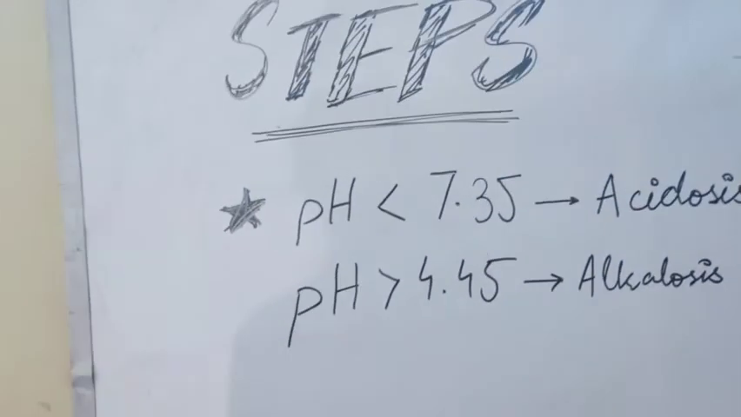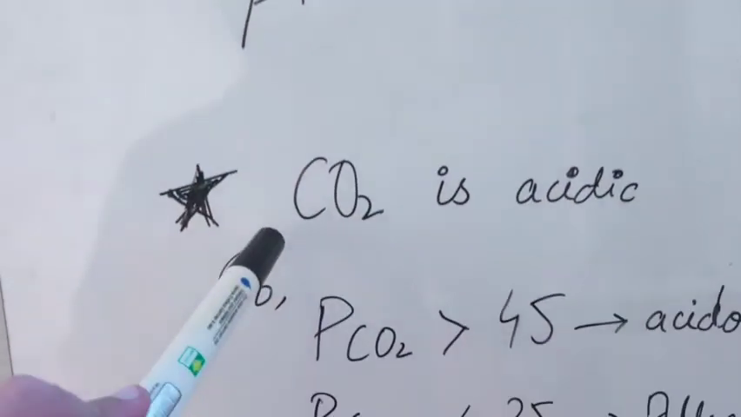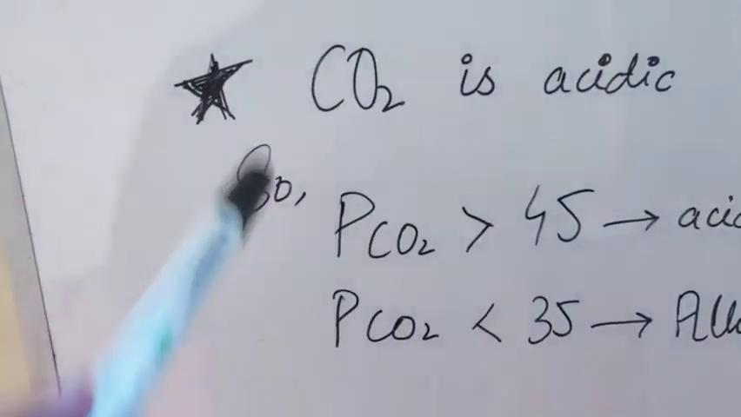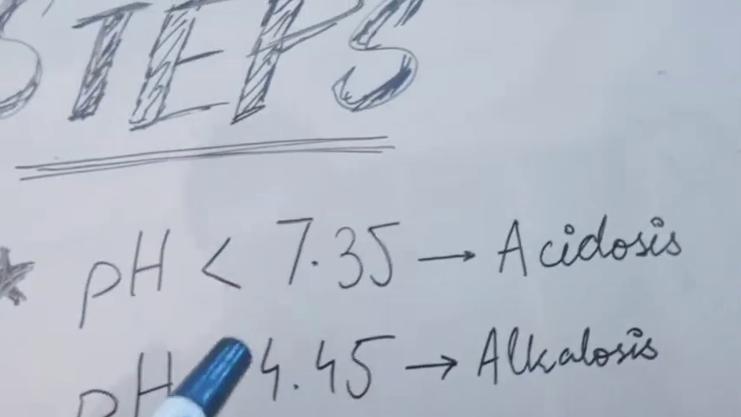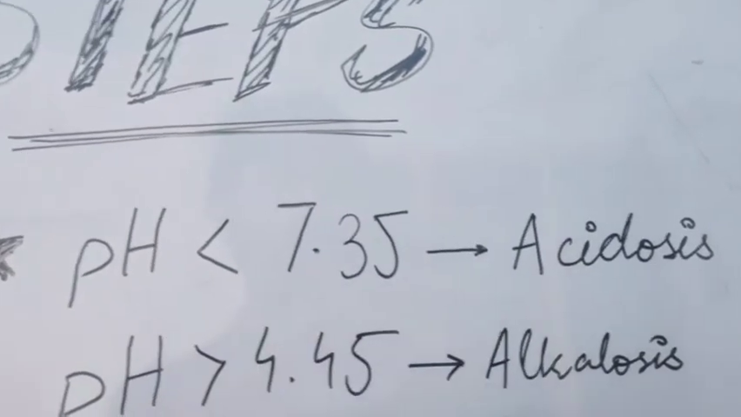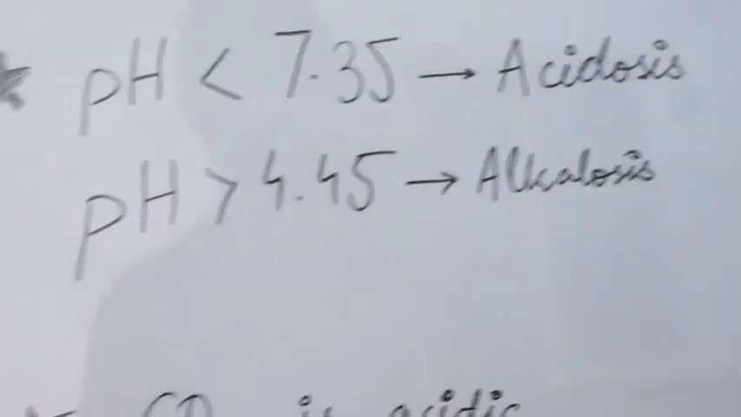Moving toward the steps, the first thing you are always going to look at is the pH. The second thing is the partial pressure of carbon dioxide. The third thing is the bicarbonate concentration. When the pH is less than 7.35, we will call it acidosis. When it is greater than 7.45, we will call it alkalosis.